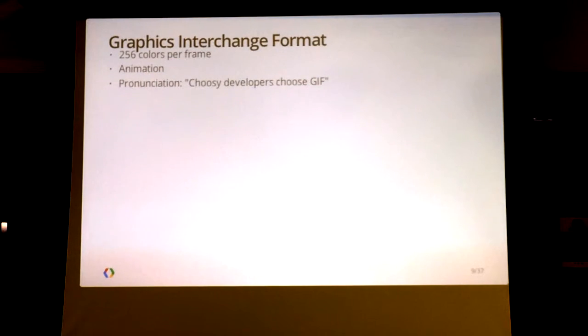But a lot of this stuff is done with GIF. So all those things you just saw were GIFs. And they're really simple. You get 256 colors per frame. One of those colors can be labeled as an alpha. So you can have 255 and then alpha. So you can just have transparent. And then it supports animation. And you're supposed to say it GIF.